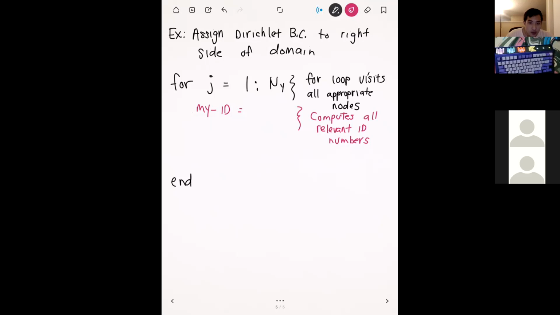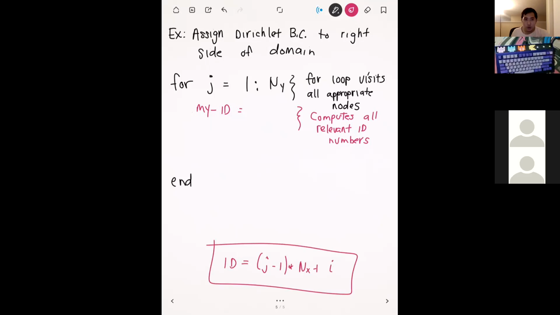And the way that we're going to compute it is we're going to use our ID equation. So if you remember our ID equation, given the coordinates of a node I and j, we can compute its ID number using this formula here. And so that's a general ID equation there. So you plug in I and j, you get the ID number. And so let's use the same thing here.